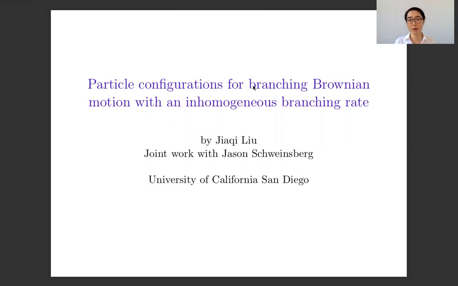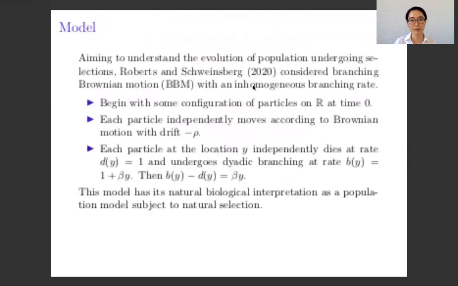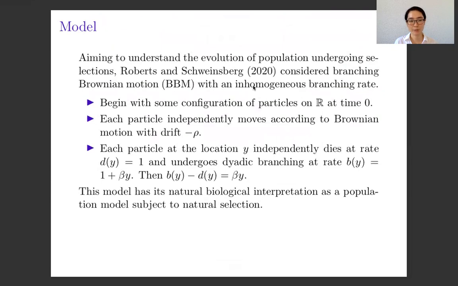Today, I'm going to talk about particle configurations for branching Brownian motion with an inhomogeneous branching rate. First, let me introduce the model. Aiming to understand the evolution of a population undergoing selection, Roberts and Schweinsberg, in their 2020 paper, consider the following BBM with an inhomogeneous branching rate model.